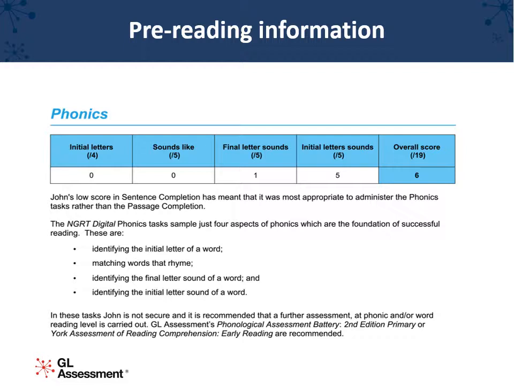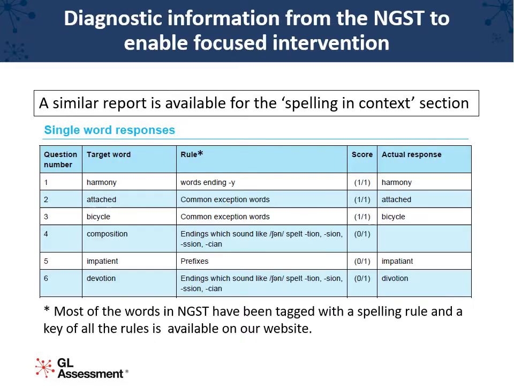If not enough sentence completion questions are answered correctly by a student, the student will be presented with a phonics section instead of the passage comprehension, and a report is provided containing their scores. A similarly detailed individual report is available for the spelling test. Here we can see that Harry spelled 3 words incorrectly, 2 of which were testing a rule about a specific type of word ending.